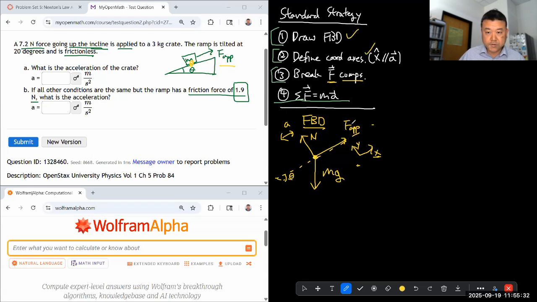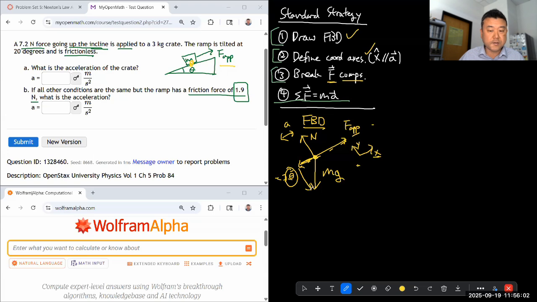So steps 1 and 2 done. Step number 3, break forces into components. The only force I need to break is the gravity, and it's a first step of breaking force into components. This is going to become the hypotenuse of a right triangle, and that right triangle should have legs going along the axis. So this is the x component, this is the y component, and once I've drawn this right triangle, then I figure out where in this right triangle this angle should be.